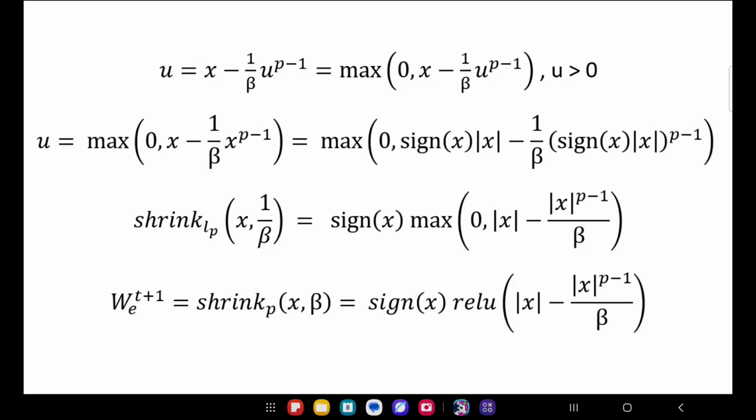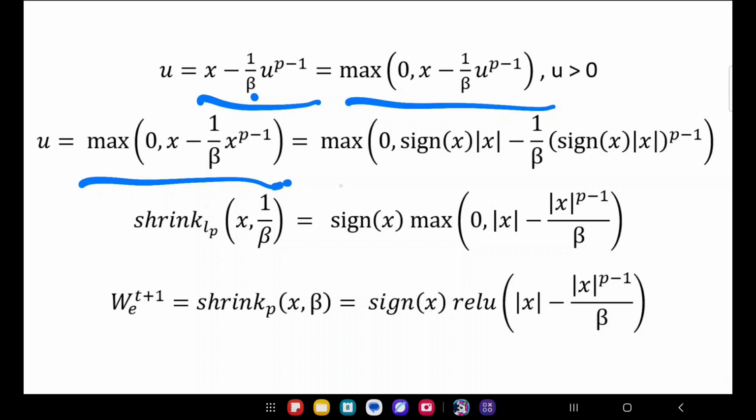Since beta is large and p is also some fraction, which means we can say p equals 1 by something, we can absorb p in beta. So u equals x minus 1 by beta u to the power p minus 1, and this is valid when u is greater than 0, meaning u is constrained to be greater than 0. Hence we can write this as max of 0, x minus 1 by beta u to the power p minus 1. But since u is actually WE, and WE is the error part, we can also replace it with the current error term here.